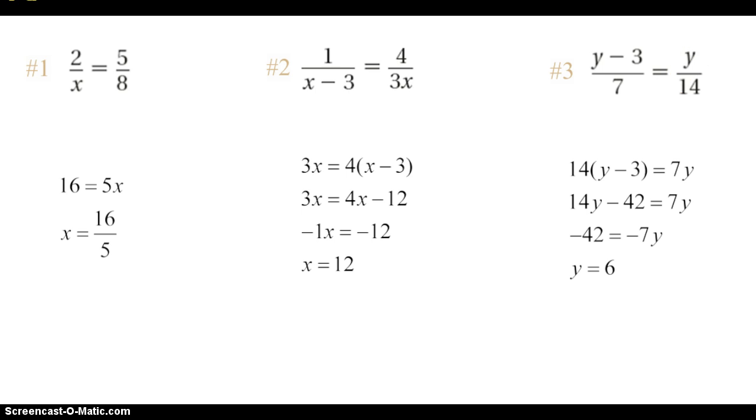So that's what you need to get out of ratio and proportions. Ratio is a fraction, and you need to be able to solve problems using a ratio. And then we need to be able to remember how to do a proportion.